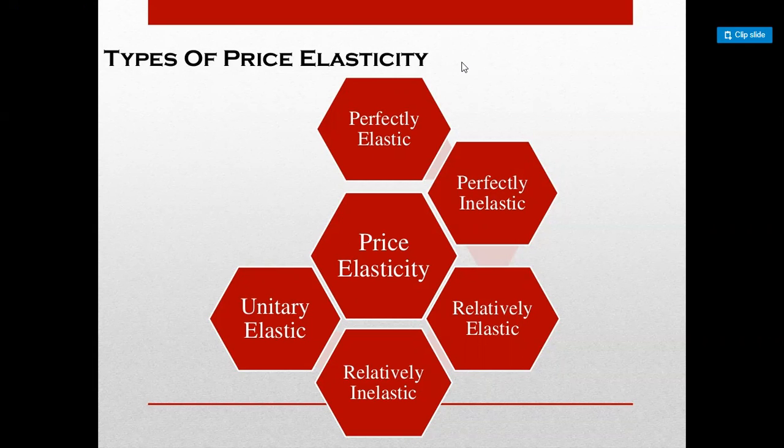Price elasticity of demand can be expressed as a numerical value which ranges from 0 to infinity. Let us discuss the various kinds of price elasticity of demand. Number one is perfectly elastic demand. When there is an infinite demand at a particular price and the demand becomes zero with a slight rise in the price, then the demand for such a commodity is said to be perfectly elastic.